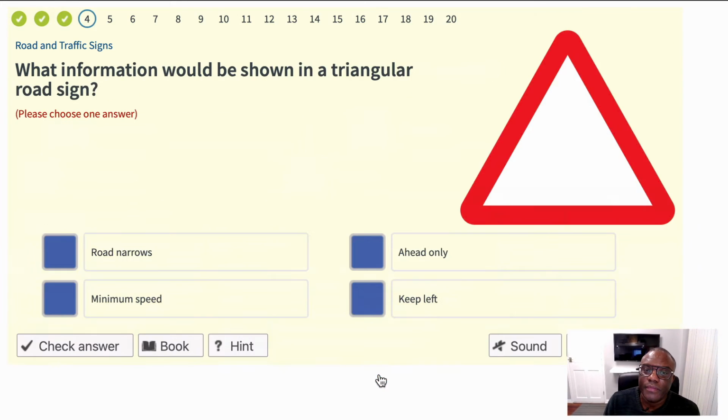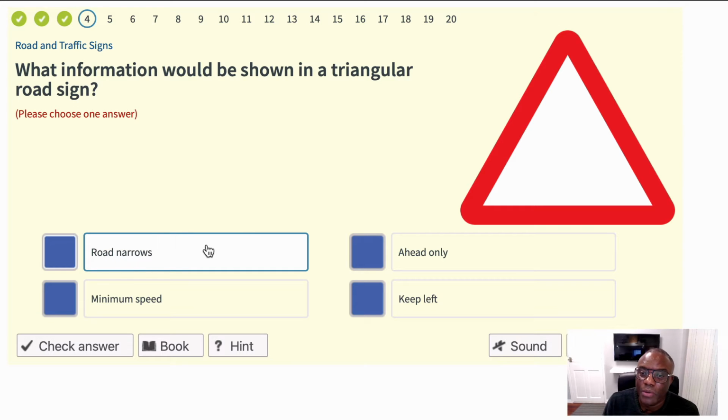Correct. Number 4, triangles are warnings. So all triangle symbols are warning you of something. So question, what information would be shown in a triangular road sign? So we're looking for a warning from that because it's asking what information will be shown. So we know straight away it's going to be a warning of some kind. So road narrows, that's a warning because it's letting you know the road's going to be narrow at some point.